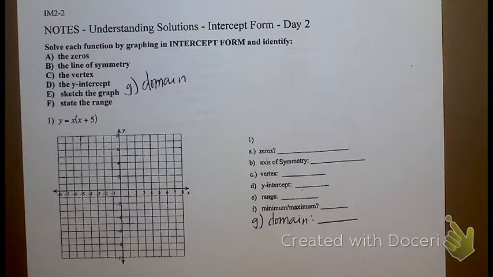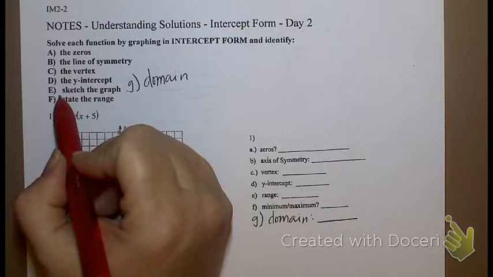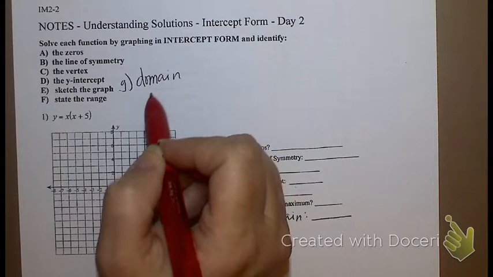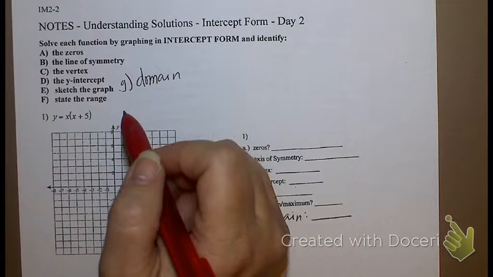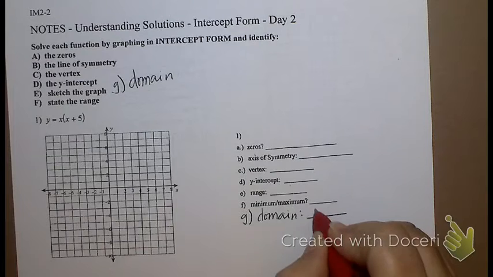I added a little bit to these notes because she had all these listed. This was Miss Boykins from summer school, actually. She used this. I added the domain because we've been talking about that. But what's nice about the domain is, for every single one of these, what's the domain? The fancy R, all real numbers.